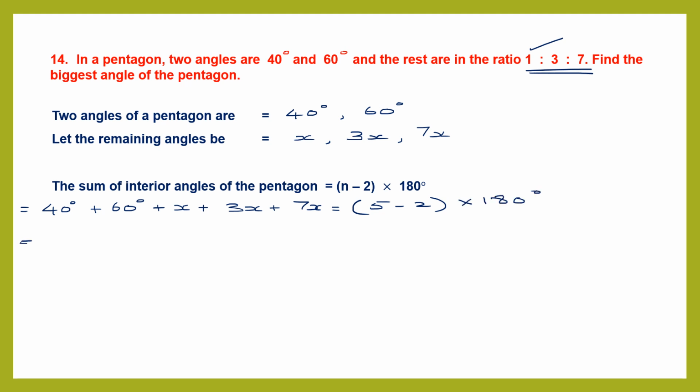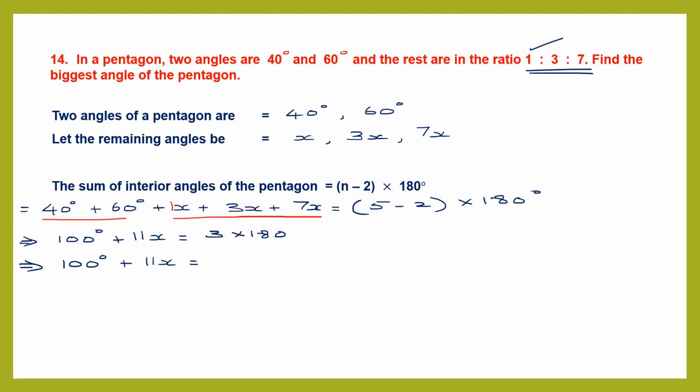Let's simplify this. So here we have 40 plus 60. 40 plus 60 is 100 degrees. Let's add up this. This is 1x. 1 plus 3 is 4. 4 plus 7 is 11. So that is plus 11x is equal to 3 into 180. So let's write that. 100 degrees plus 11x is equal to 180 into 3 is 540 degrees.